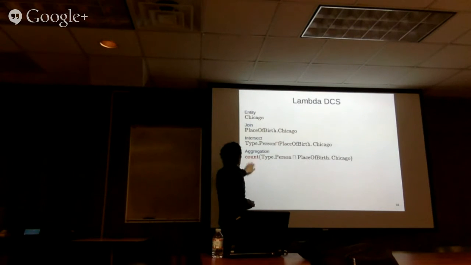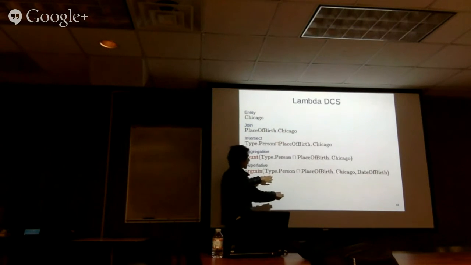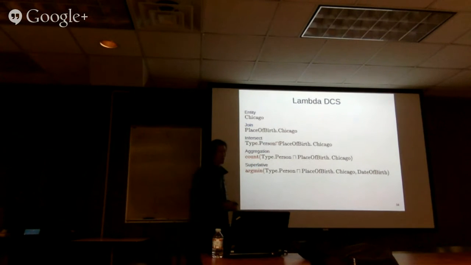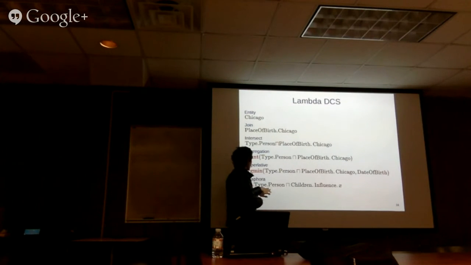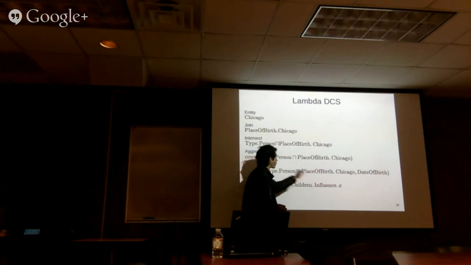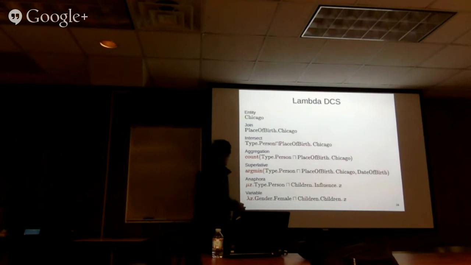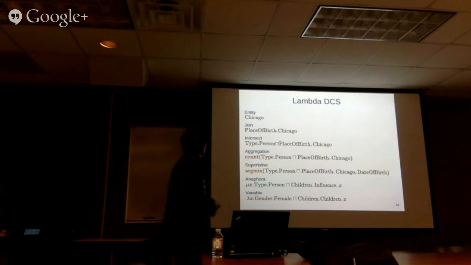You can aggregate using count. You can take a set and then look at a particular property, which maps elements of that set to a number and do argmax. You can do a marker where this is people whose children influence themselves. Right? So here X appears here and also there. And finally, you can learn kind of more abstract things like gender, female, intersect with children. Children is grandmother. And so this is kind of the language.